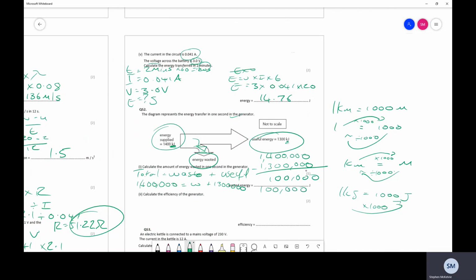Now, if you put down 100 joules, you probably would have gotten some marks, but you won't get them all. Calculate the efficiency of the generator. Efficiency is equal to useful divided by total. Efficiency is useful. Well, pardon me, I've jumped my gun here as well.